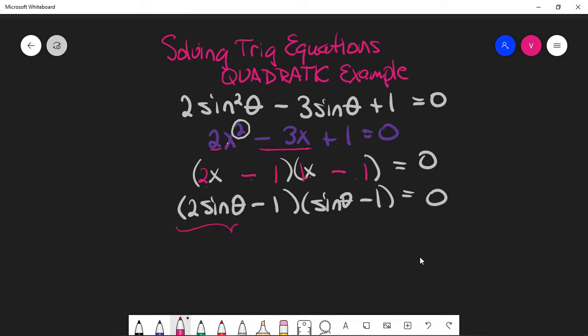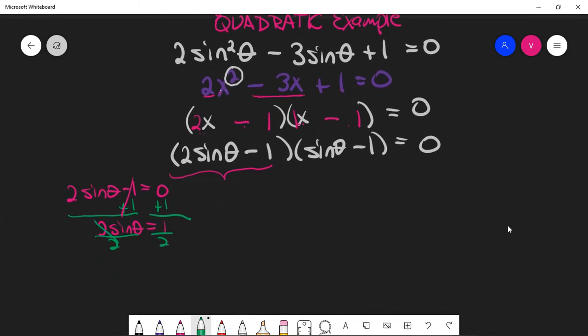We're going to take this one. So we have 2 sine theta minus 1 equals 0. Let's get down as close as we can to that sine theta there. So add 1 to both sides. Okay, so you're going to end up with 2 sine theta equals 1. And then divide by 2 on both sides, and you end up with sine theta equals 1/2.